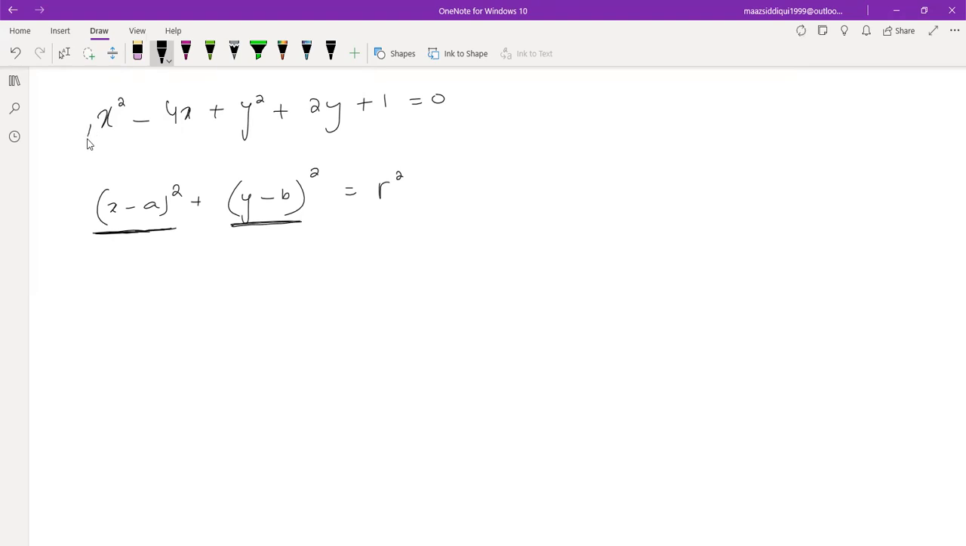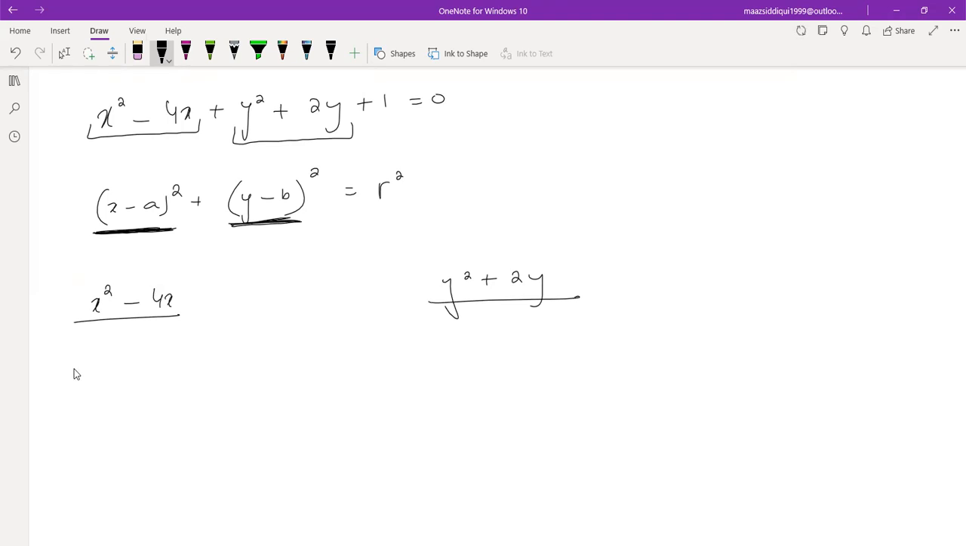So for that, we will take the x values separately and y values separately. I will write it down like this: x squared minus 4x, and on the other side, y squared plus 2y. Now, I need to figure out this bracket for this part and this bracket for this part. What we'll do here is use the completing the square method that most of us learned in our IGCSE syllabus.